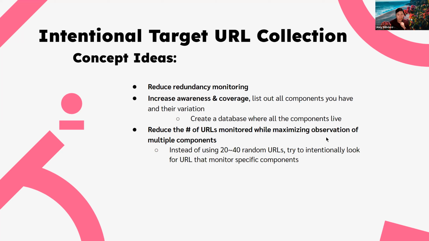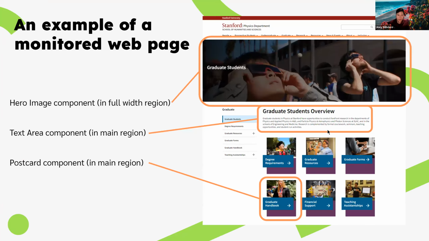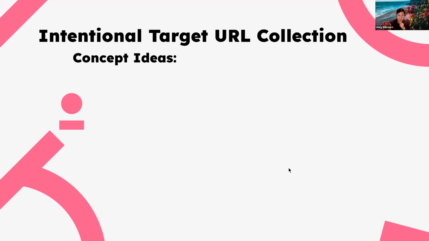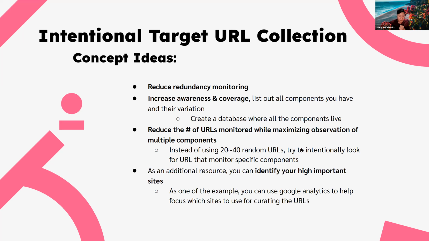And of course, the concept of trying to reduce the number of URLs monitored while maximizing the observation of multiple components. For example, if we look at our previous slides, just using this one URL, I can actually monitor 3 components already. So this is where the concept comes from. So instead of using 20, 40 random URLs, try to intentionally look for a URL that monitors specific components.